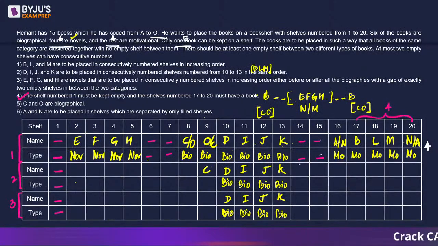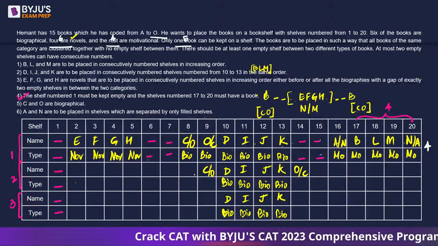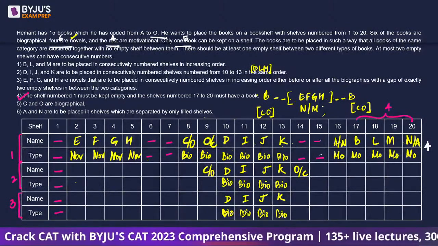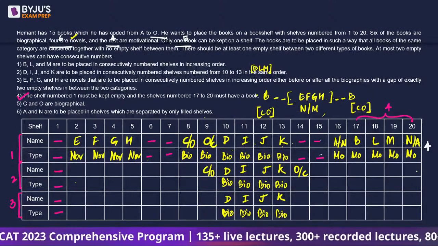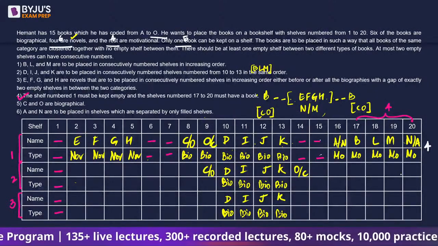What if C is at the front, O is at the end, or if O is here and C is here, right? If this happens, then two spaces before it, we can have these four books E, F, G, H. Or maybe two spaces after it, we can have E, F, G, H. They both are possible, right?